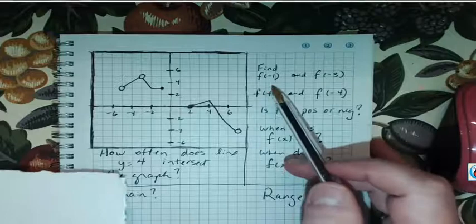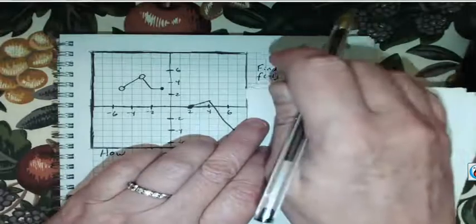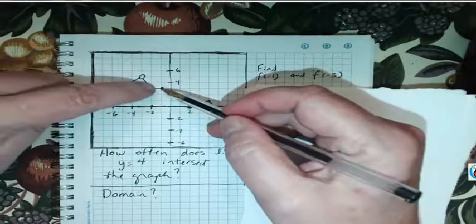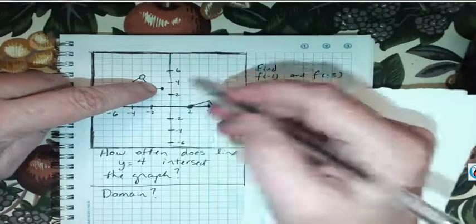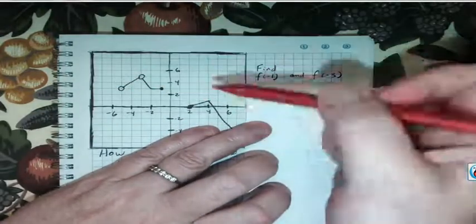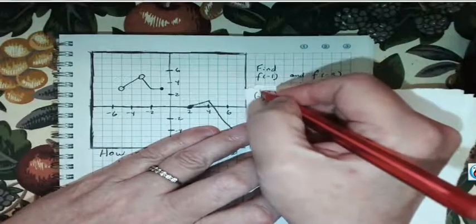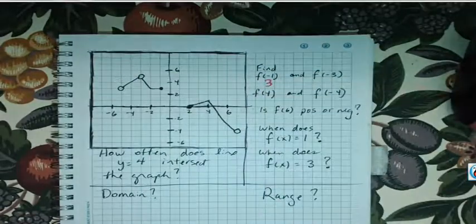What's f evaluated at -1? Okay. So what we're going to do is find the point whose x-coordinate is -1. That's the point whose x-coordinate is -1. I can see that its y-coordinate is 3. So what does f do? Well, it maps -1 into 3. And so the answer to that question, f evaluated at -1, is equal to 3.